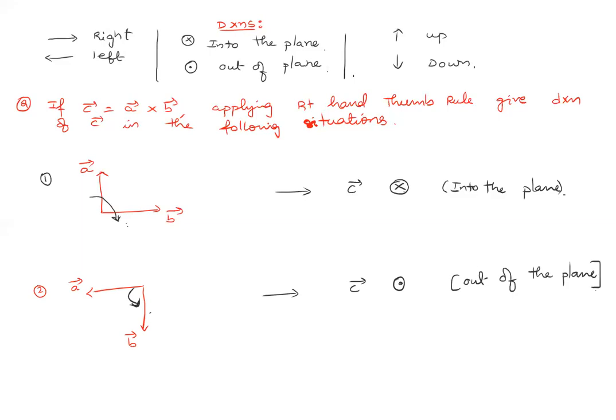Right. Next, the third thing is, if A bar is into the plane and B bar is towards left, so if you are curling from A to B, you will get C bar upwards. Up. Use the right hand thumb rule and visualize. You must be able to get it properly. You have to visualize, and you will get this answer.